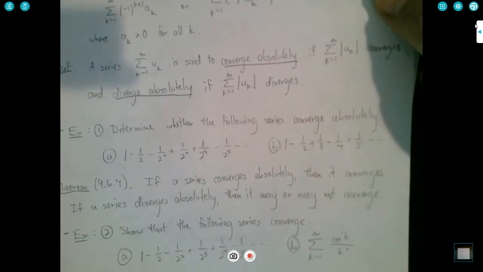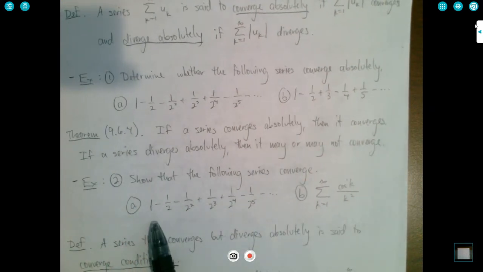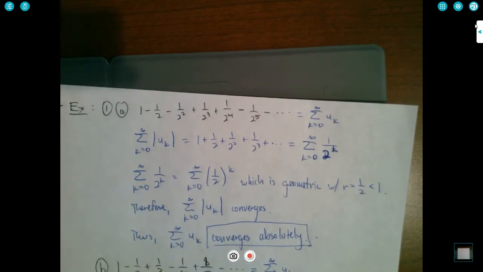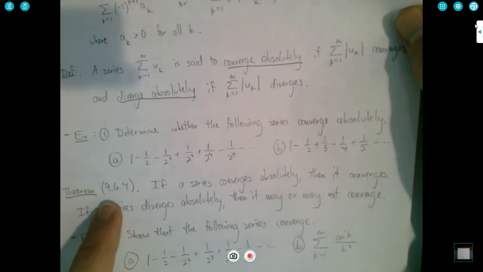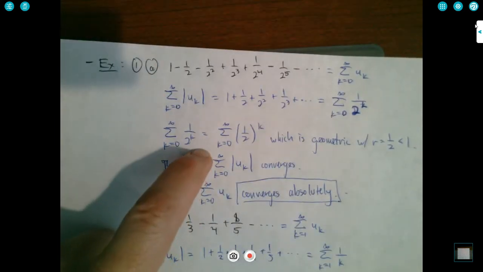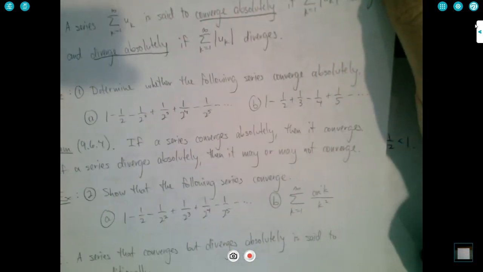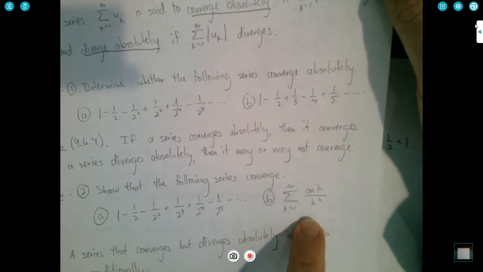And we could almost skip this example. It's kind of silly, but example 2 says, show that the following series converge. The first one is this series that we just looked at, right? What we showed in example 1 is that it converges absolutely. And since it converges absolutely, by theorem 9.6.4, it must converge, right? For this one, on the other hand, we'd have to do a little bit of work. So let's see if this thing converges.